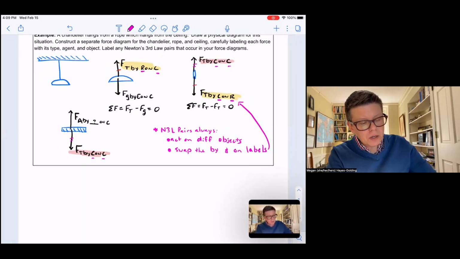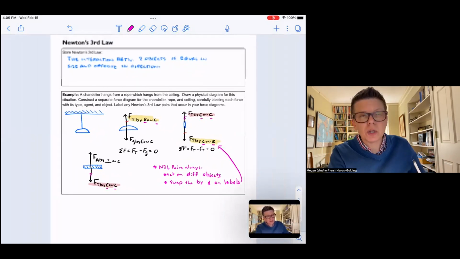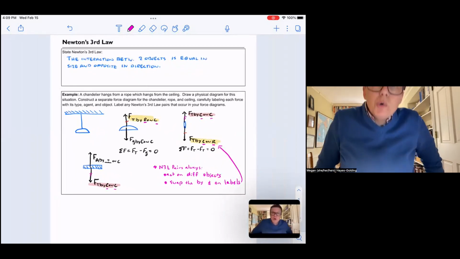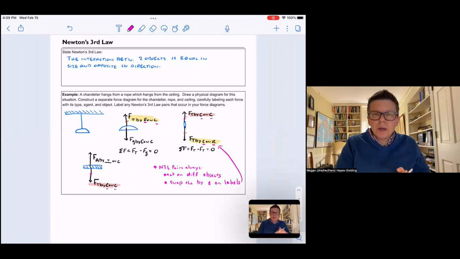Thanks for coming along with me on this little adventure about Newton's third law. Please fill in your own graphic organizer about Newton's third law that I handed out to you previously in class.